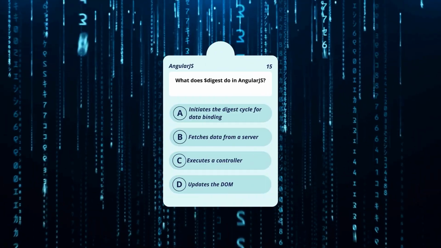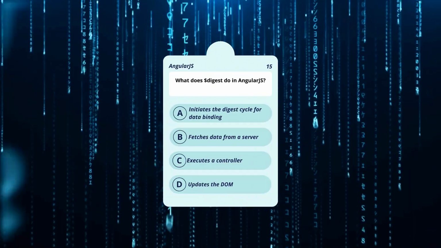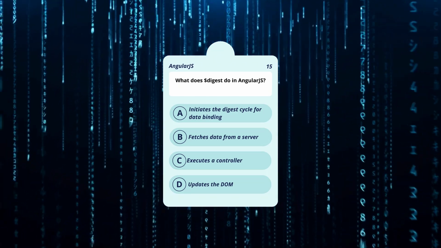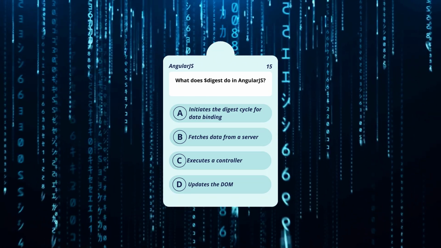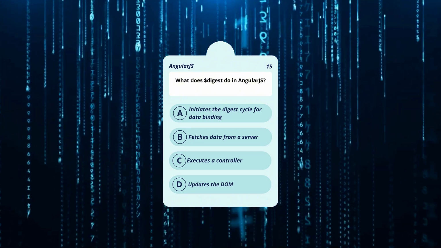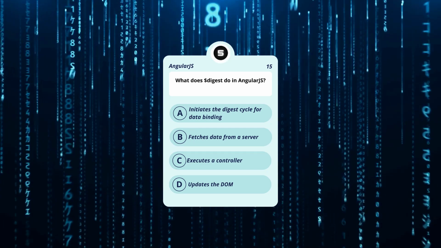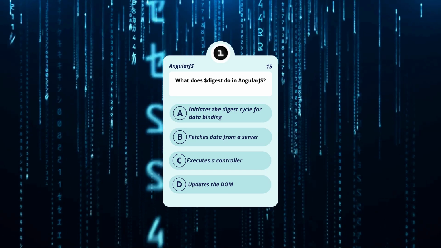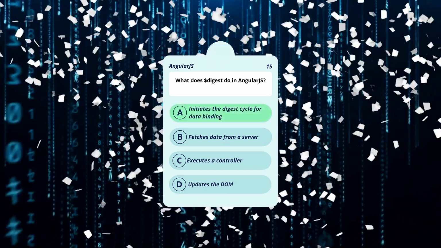What does $digest do in AngularJS? A. Initiates the digest cycle for data binding. B. Fetches data from a server. C. Executes a controller. D. Updates the DOM. Answer A.